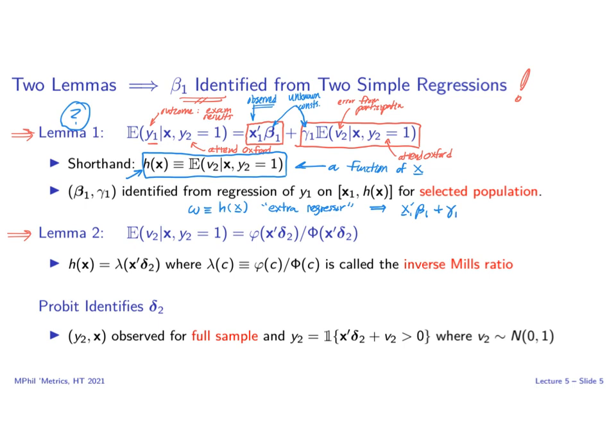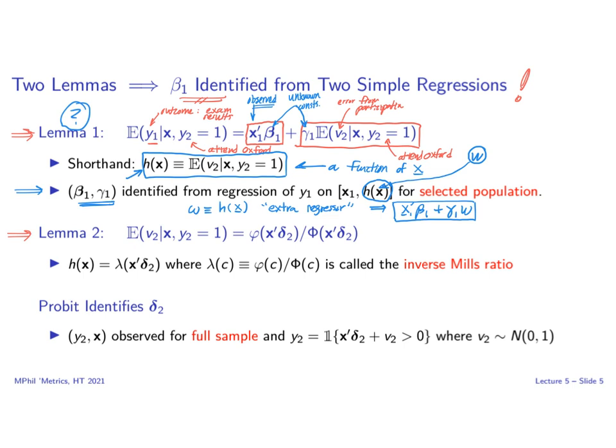And since the lemma says that the expected value of y1 given x and y2 equals 1 only depends on the covariates x through x1 and this thing we've just defined to be w, we have two very important consequences. First of all, it shows that regressing y1 on x1 and w for the subset of individuals with y2 equals 1, in other words, for the selected sample, would suffice to identify both beta 1 and gamma 1.